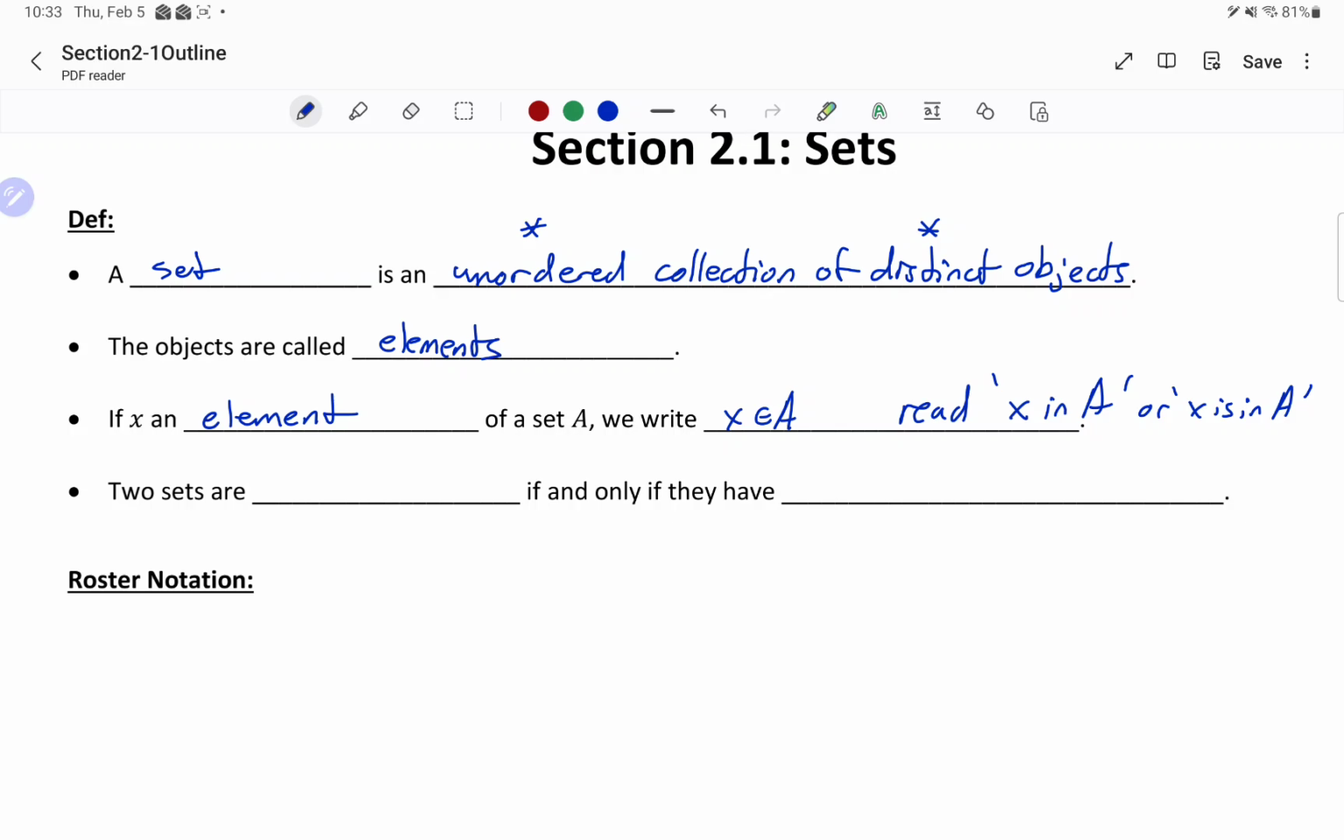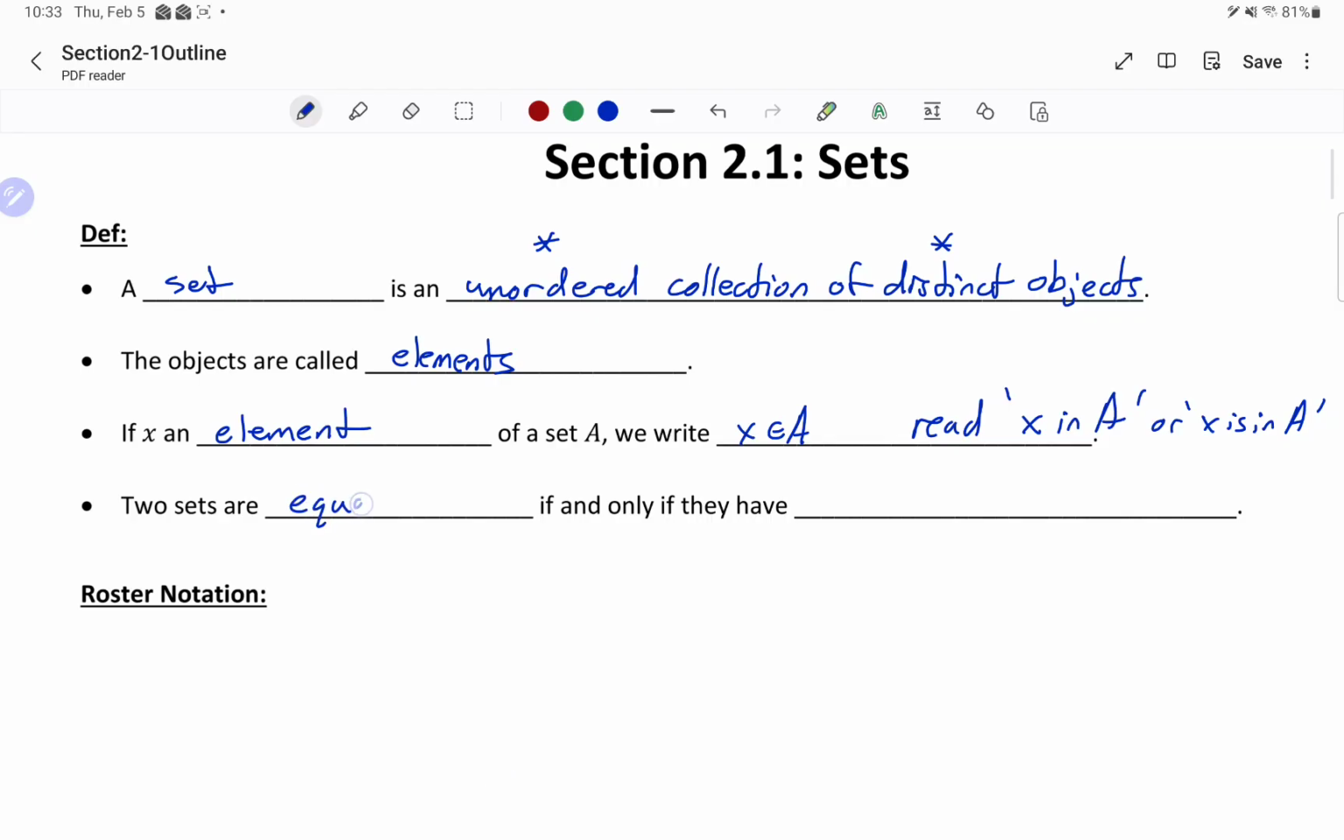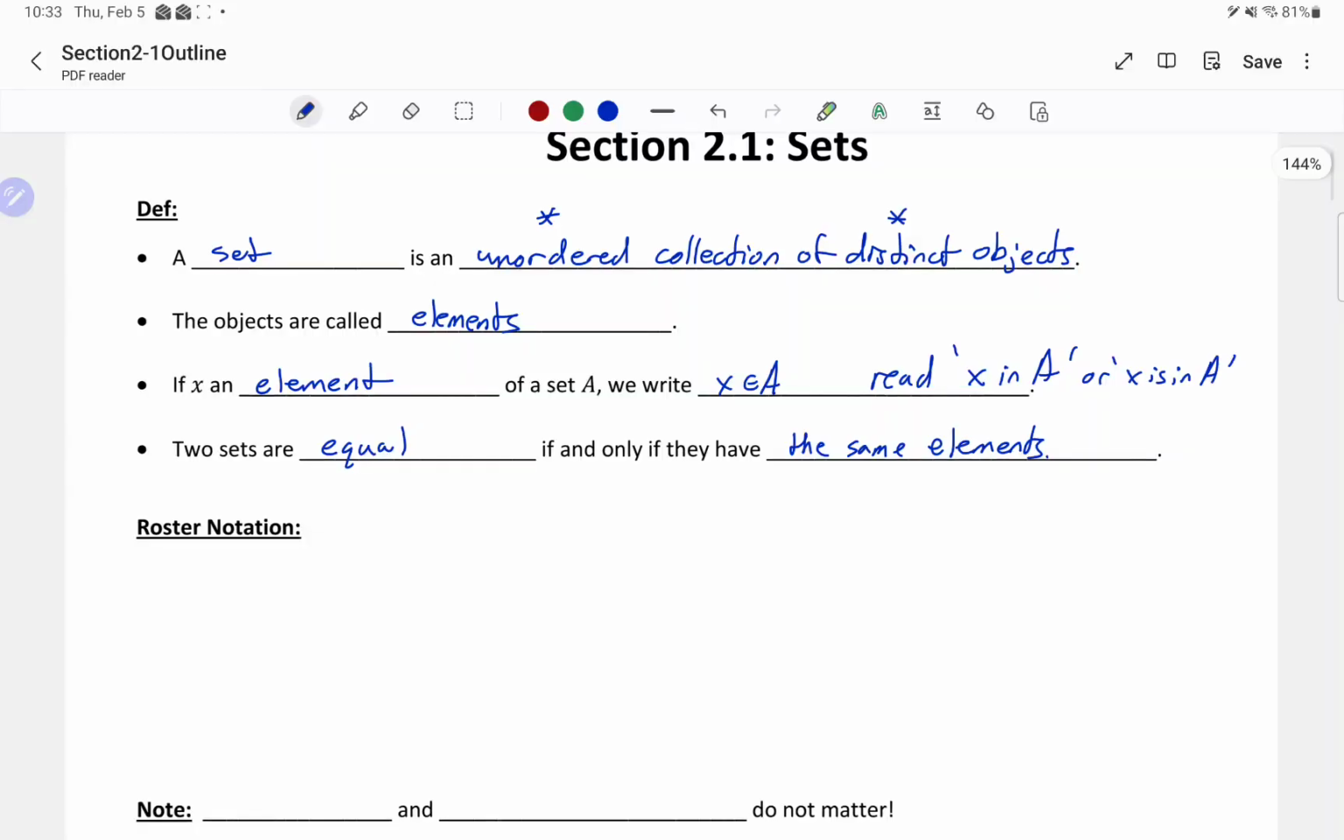Now, if we have two sets, we want some way to compare them. And we'll say that two sets are equal if and only if they have the same elements. All right. So these are the basic ideas of what a set is. A set is an unordered collection of distinct objects. We call those objects elements. Two sets are going to be equal if they have the exact same elements.